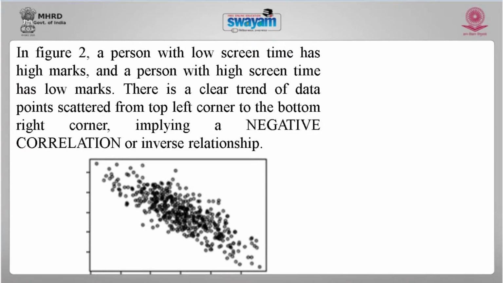In figure 2, you can observe a person with low screen time has high marks and a person with high screen time has low marks. There is a clear trend of data points scattered from the top left corner to the bottom right corner, implying a negative correlation or inverse relationship.